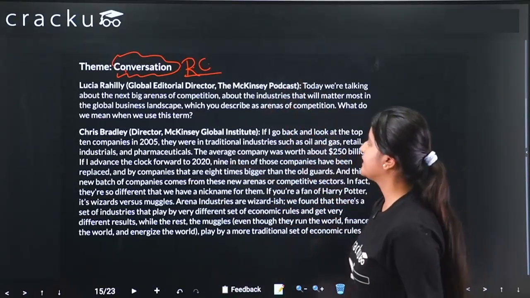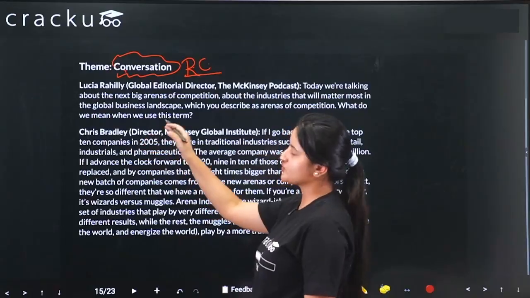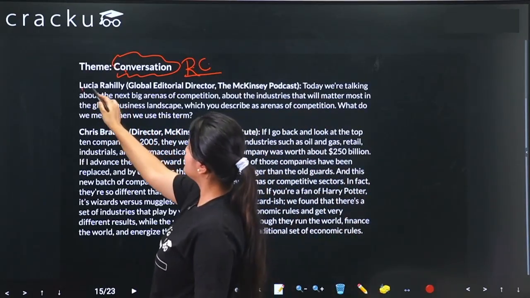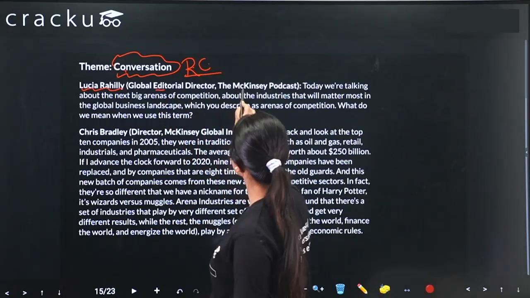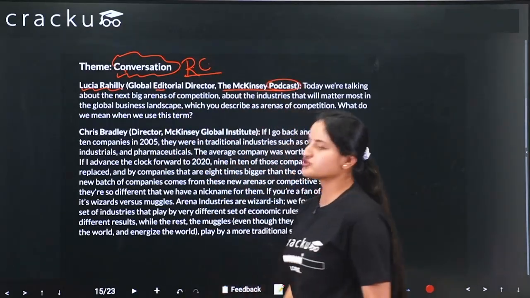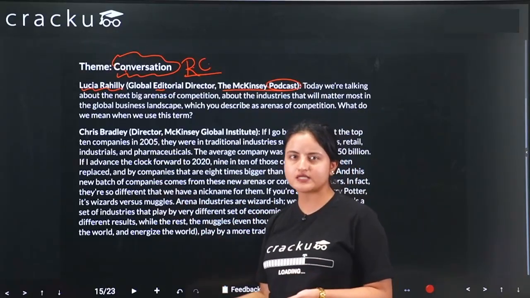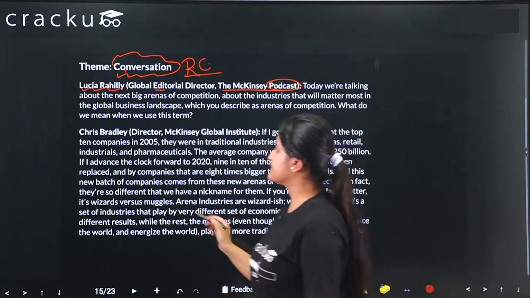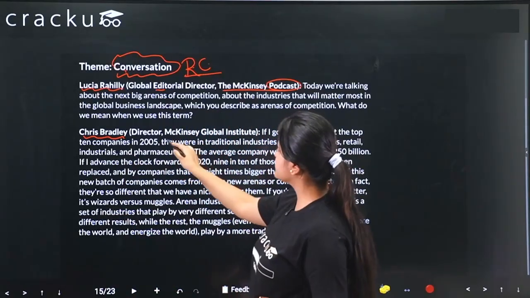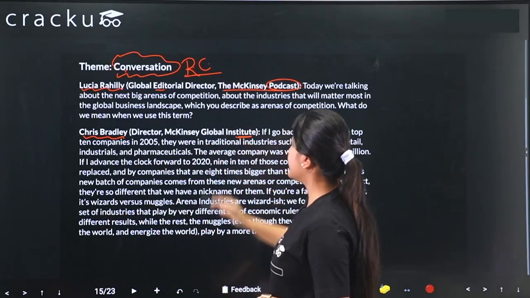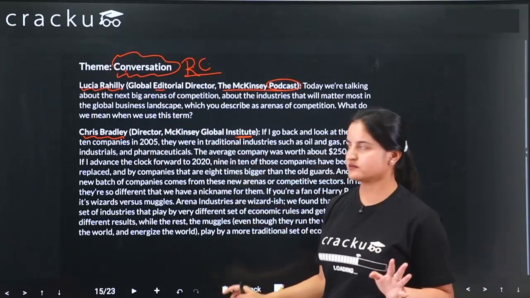Let's delve in. So there are two people having a conversation. The first person is Lucia Rahili, and she is the global director for the McKinsey podcast. So she is the director of a podcast, so that's clear that she would ask the questions. Another person is Chris Bradley, who will be responding to Lucia. He is the director of McKinsey Global Institute. So basically, she'll be asking, he'll be answering.